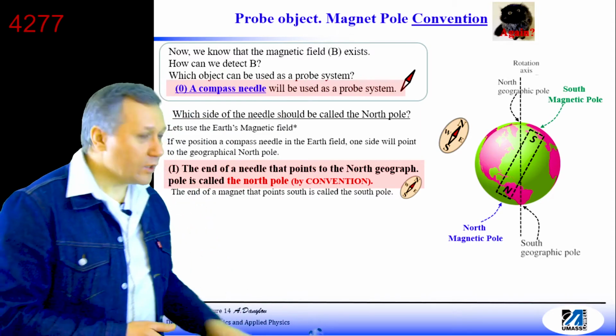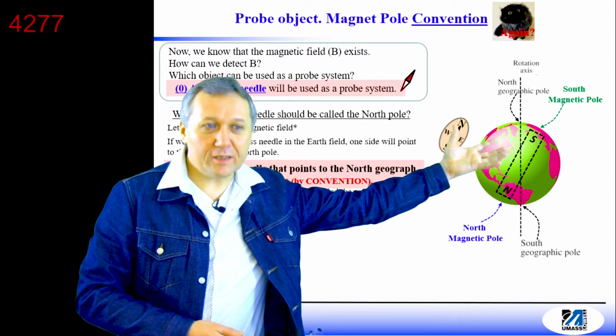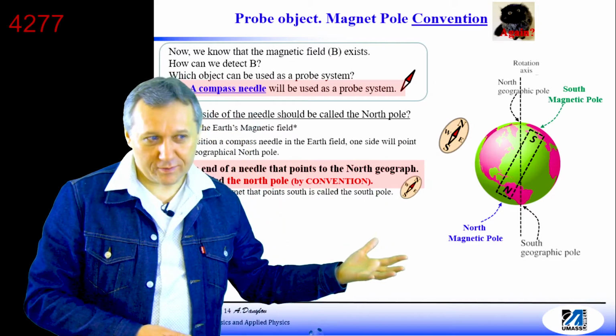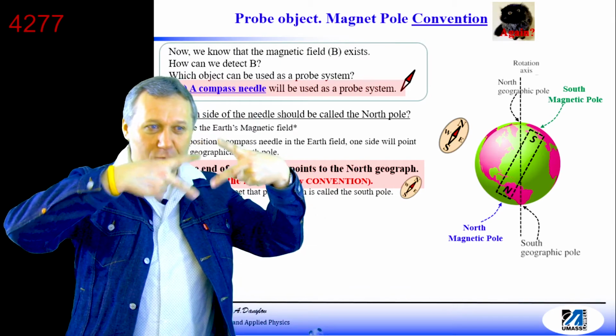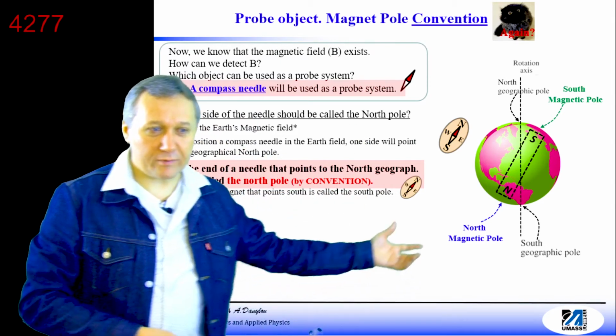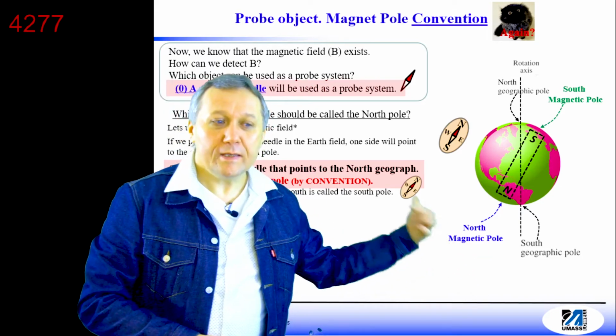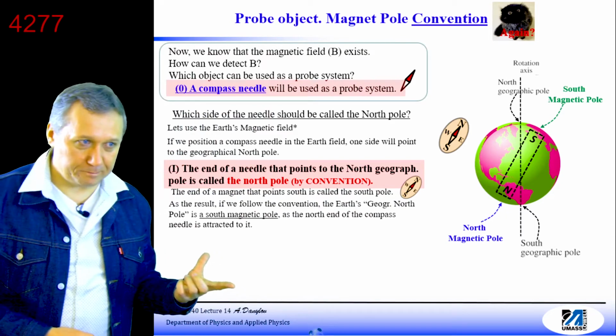So you see, we have two types of poles: geographical poles and magnetic poles. And you see they are flipped. Where we have the north geographical pole, there is a south magnetic pole, and where we have the south geographical pole, there is a north magnetic pole. And of course, they're slightly offset.